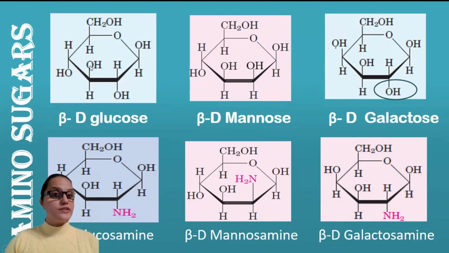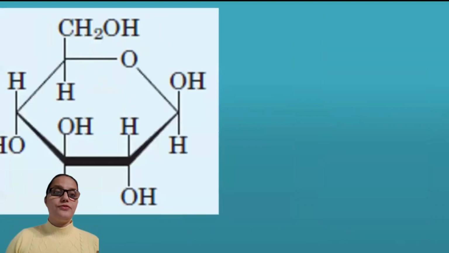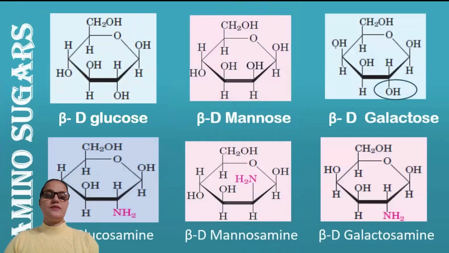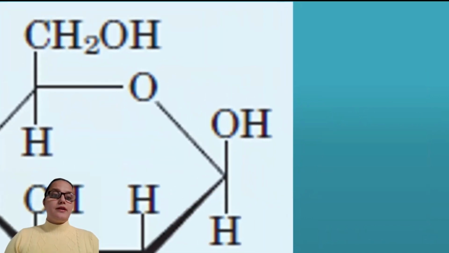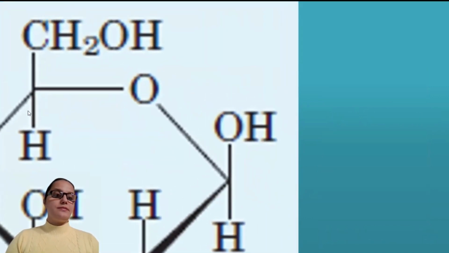As we know that glucose is the most common monosaccharide, let's learn a few of its derivatives, right? This is the glucose molecule. When OH gets replaced by NH2, glucosamine is formed. Now, other groups are equally prone to get replaced. So let's see how.